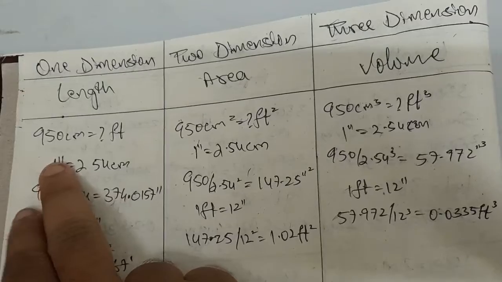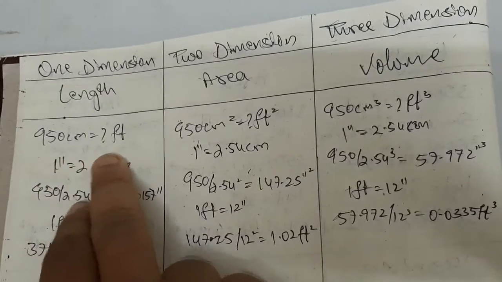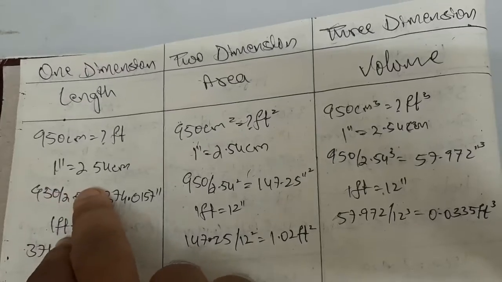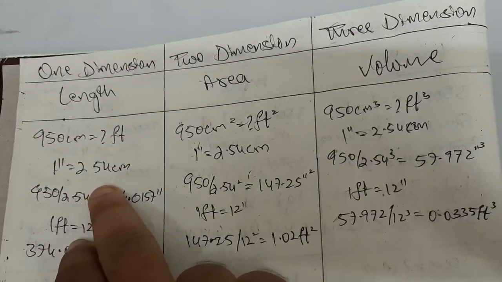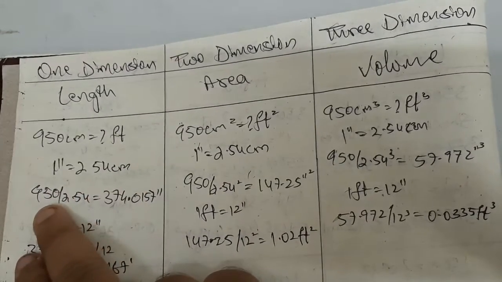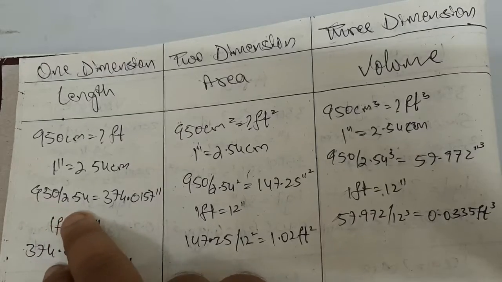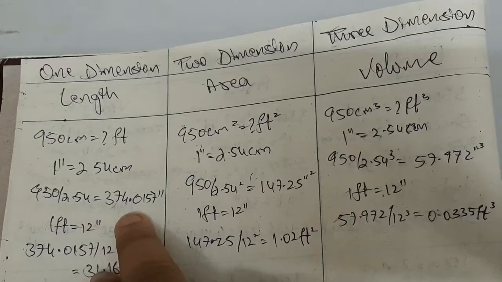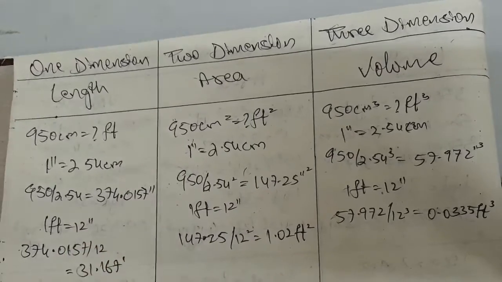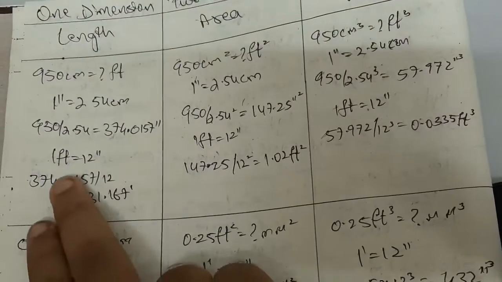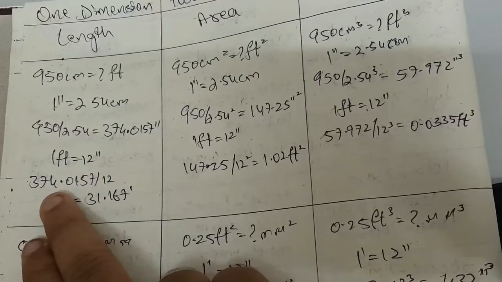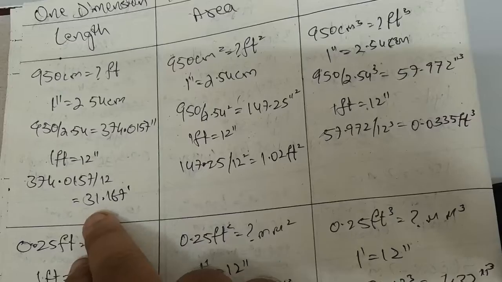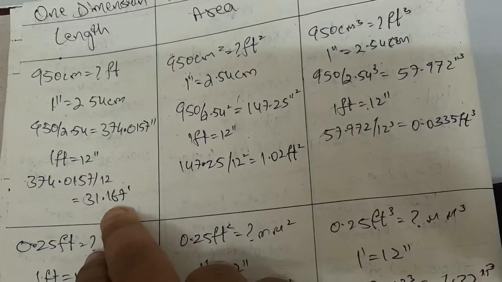Coming to the next problem, we have 950 centimeter is equals to how many feet? So since 1 inch is equals to 2.54 centimeter, we have 950 divided by 2.54, which gives us 374.0157 inches. Now since 1 feet is equals to 12 inches, we have 374.0157 divided by 12, it gives us 31.167 feet.